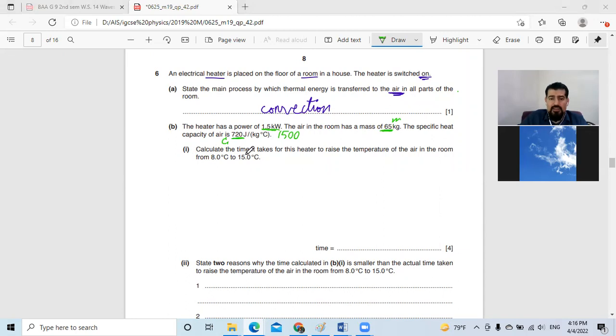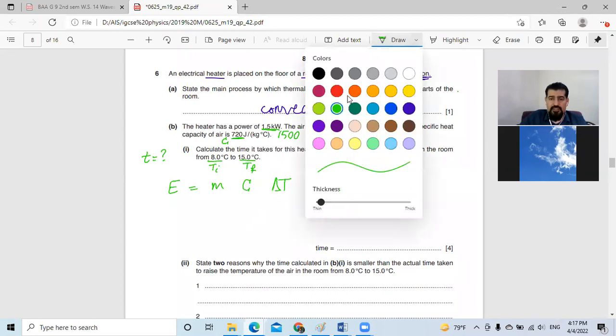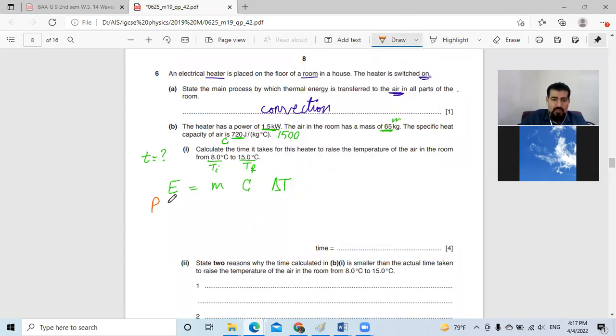Calculate the time. They ask about T equal question mark, for the heater to raise the temperature in the room from 8 degrees Celsius, this is the initial temperature, to 15 degrees Celsius, this is the final temperature. Now, what is the formula that we know? We know that energy equals mass times specific heat capacity times change in temperature. Now, since we don't have energy here, we have power. So power times time equals the mass times specific heat capacity times T final minus T initial.